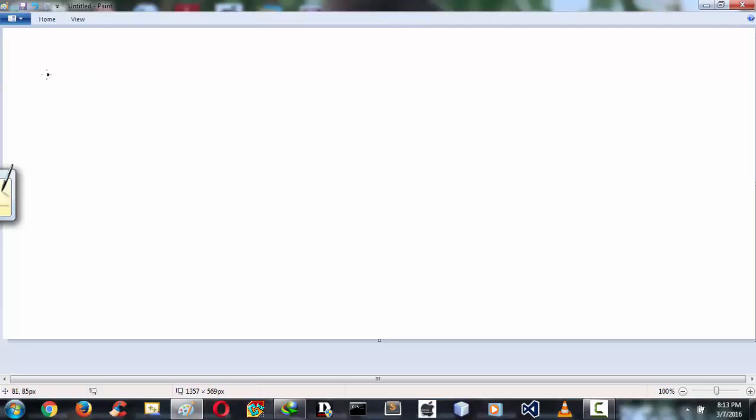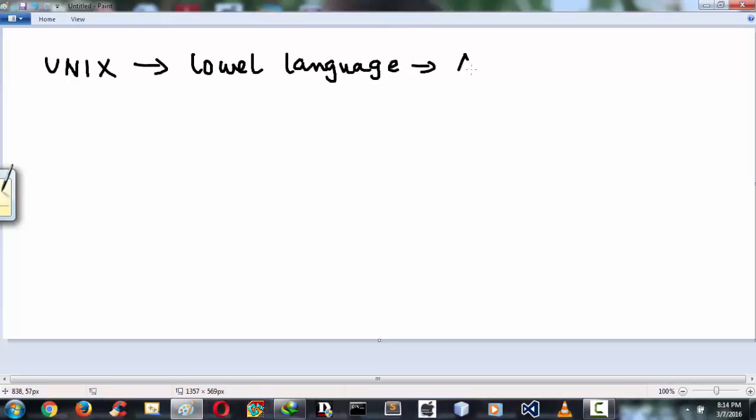Okay, so from the previous discussion, we have learned that back in those days, the only dominant operating system in the industry was Unix. Unix was designed before the birth of C entirely in a low-level language, also known as assembly language. So we have learned what the drawbacks of assembly language are, the main drawback of assembly level language.